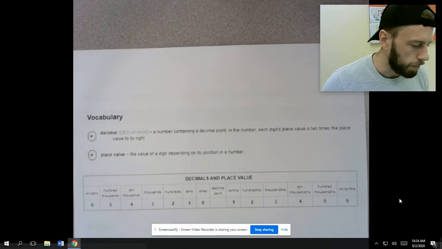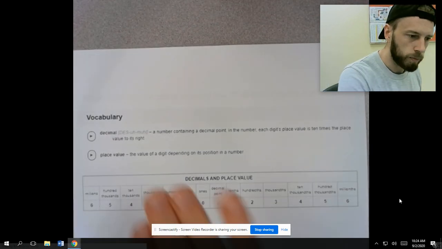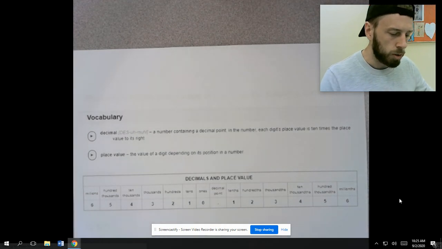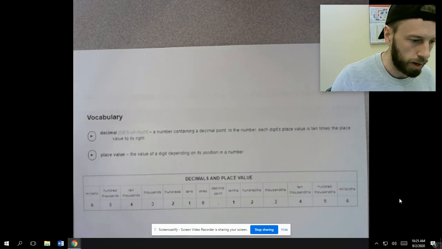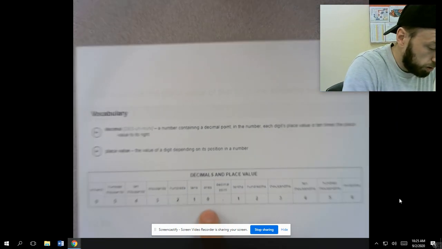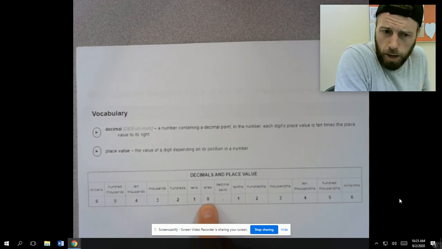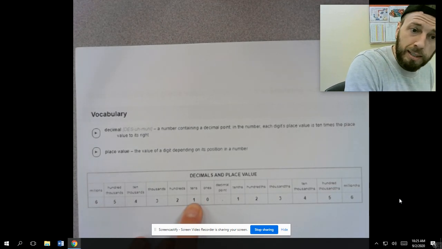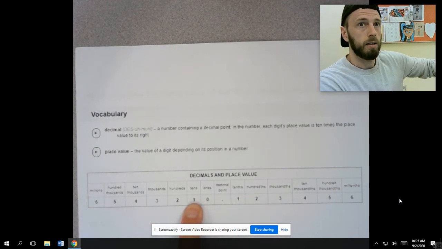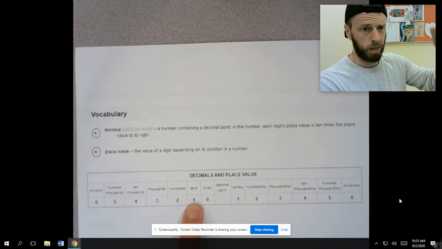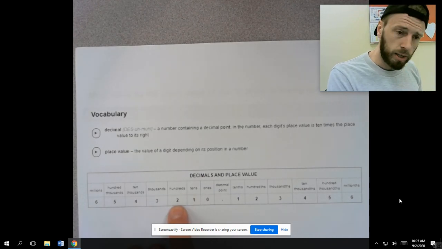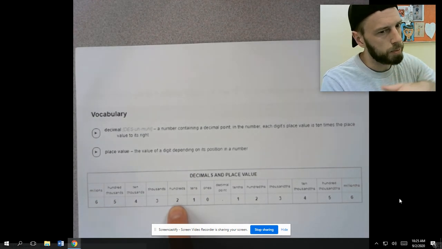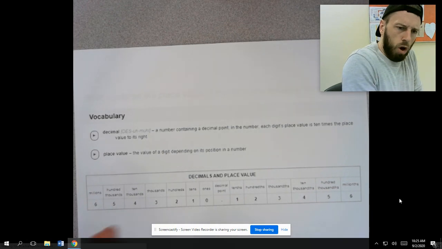All right, so the first thing we're going to talk about is what a decimal is. A decimal, right here, is a number containing a decimal point. In the number, each digit's place value is 10 times the value to the right. So for example, if we're talking about the ones place right here next to the decimal, that's ones. If we're talking a 0 in the ones place, that means 0 ones. The next place over to the left, or the tens place, is 10 times bigger than the ones place, which makes sense because 10 is 10 times bigger than 1. And then you got the hundreds place after that. Think about that. 100 is 10 times bigger than 10. So when it says that, that's what it's talking about, right?